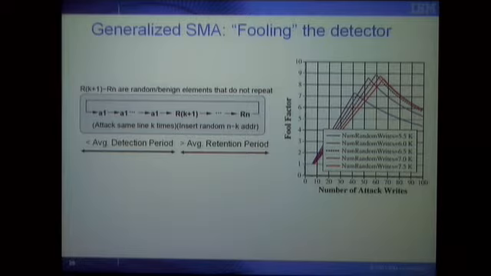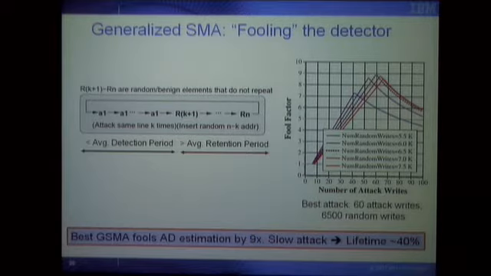This graph shows the error in attack density as the number of attack writes in this kind of an attack is varied, for a different number of random writes. For the best attack, we found that the best attack happens when you write 60 times, followed by 6,500 random writes. And this kind of an attack can make the attack density off by a factor of 9. But this is not as severe. Why? Because you're only doing a very small number of attack writes disguised in a large number of writes.